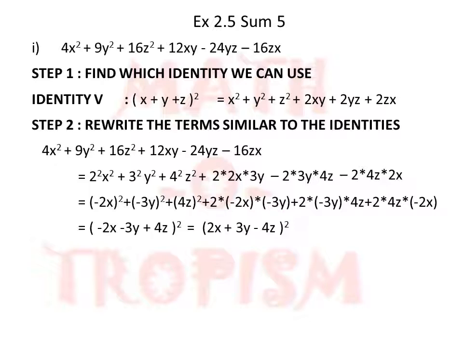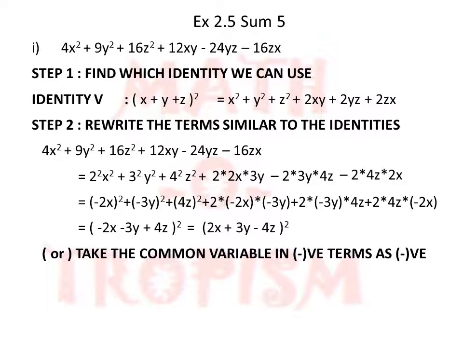This is one method. Another method: instead of taking x and y as negative, I will consider both x and y as positive, with only the z term negative. So whenever in the given sum you find out which terms are negative. Here, if we see, there is minus 24yz and minus 16zx.